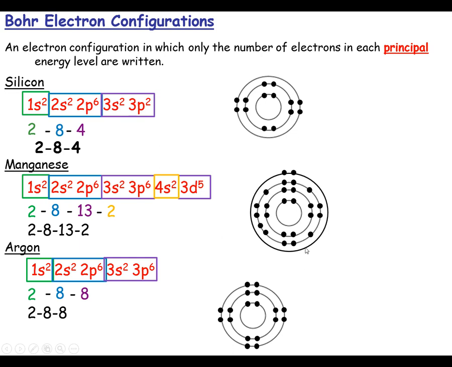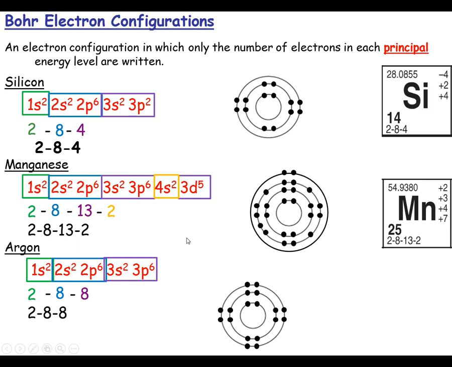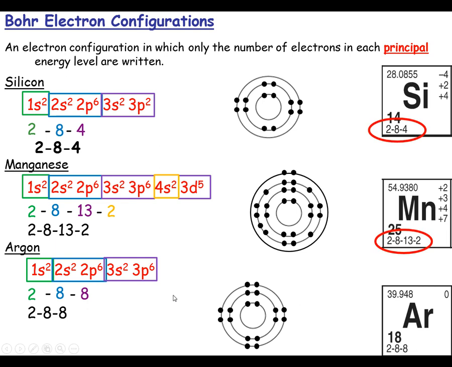Now, if you had to write the Bohr electron configuration outright, a lot of you might think, do I have to write the sublevel configuration first in order to figure that out? Because that seems like a lot of work. And the answer is no. On the reference periodic table that you were given at the beginning of the year, you look at the symbols of silicon, manganese, and argon, and right underneath the atomic number is the Bohr electron configuration.